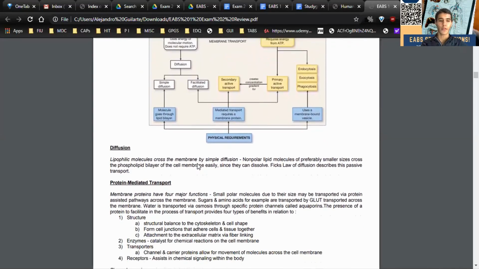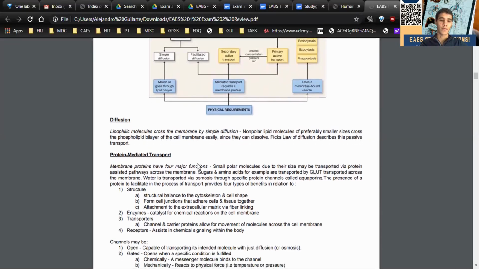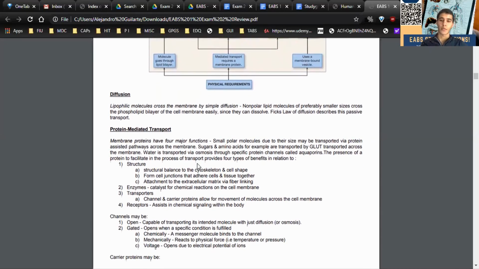Talks a bit about diffusion. When you look at the components that are able to diffuse, most of them are actually lipids. That's because the plasma membrane is a phospholipid bilayer. So nonpolar lipid molecules are preferable, and also smaller sizes. As you increase in size, it becomes difficult to transport a molecule as a general rule. Protein-mediated transport occurs for molecules that are polar but small. The same rule applies: as you get bigger in size, it becomes harder to transport a molecule through the plasma membrane.